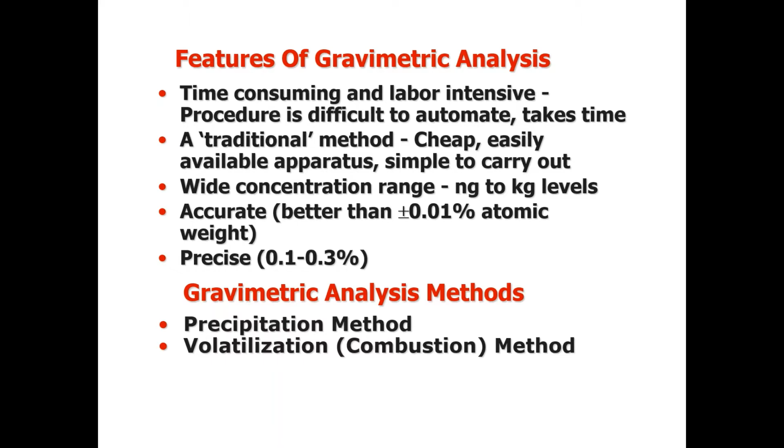However, the method is a classical method. As such, it is time consuming and labor intensive. In your lab, it takes about 2.5 hours for the formation of the precipitate, and then you have to dry it, and then you have to weigh it. So one analysis will take you around 2.5 to 3 hours. That's why it's not popular, and since it's a classical method, most work is at the ppm level. You cannot go to part per billion level.